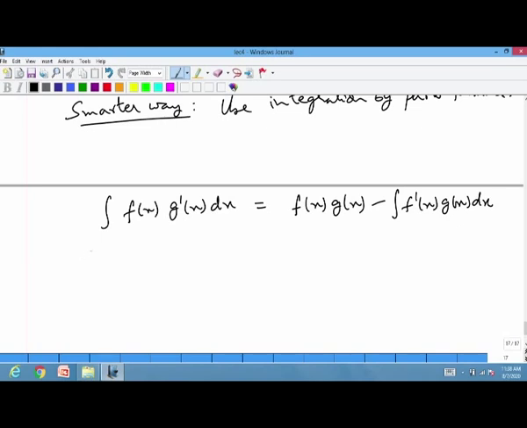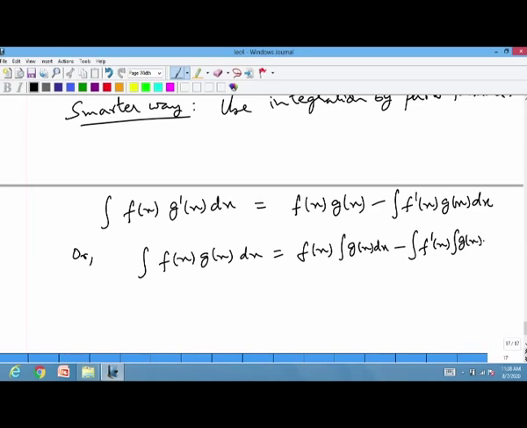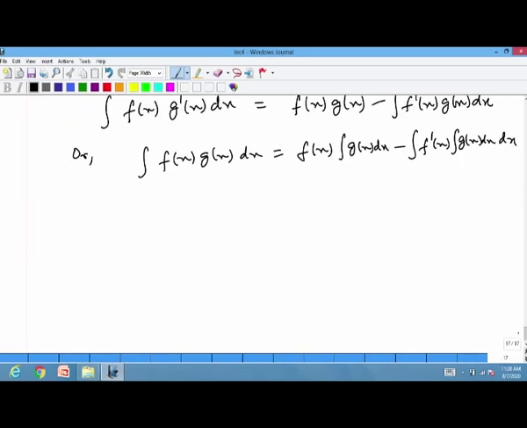Or there is another way. If we have two functions f(x) and g(x) multiplied together, then this integral will be f(x) times the integral of the second function g(x) dx, minus the integral of the derivative of the first function f'(x) times the integral of the second function g(x) dx, and then you integrate it. So, we will use this formula.